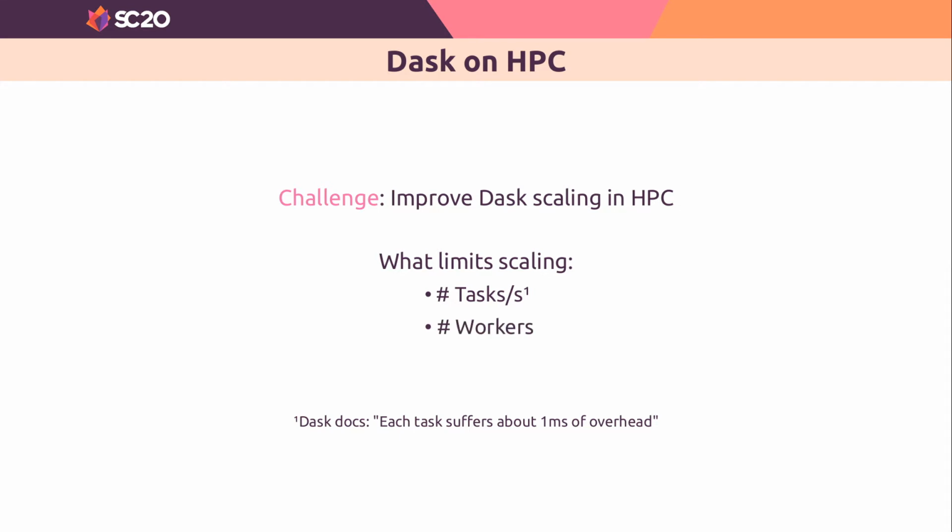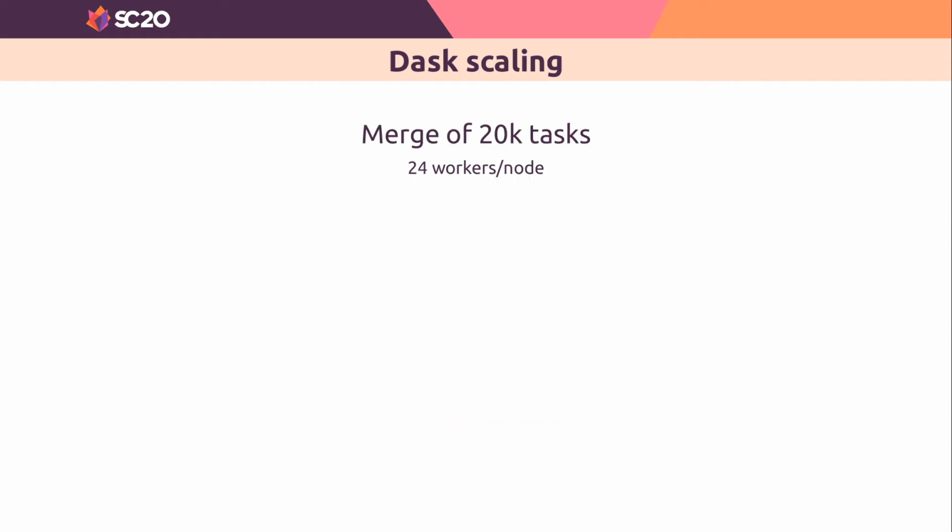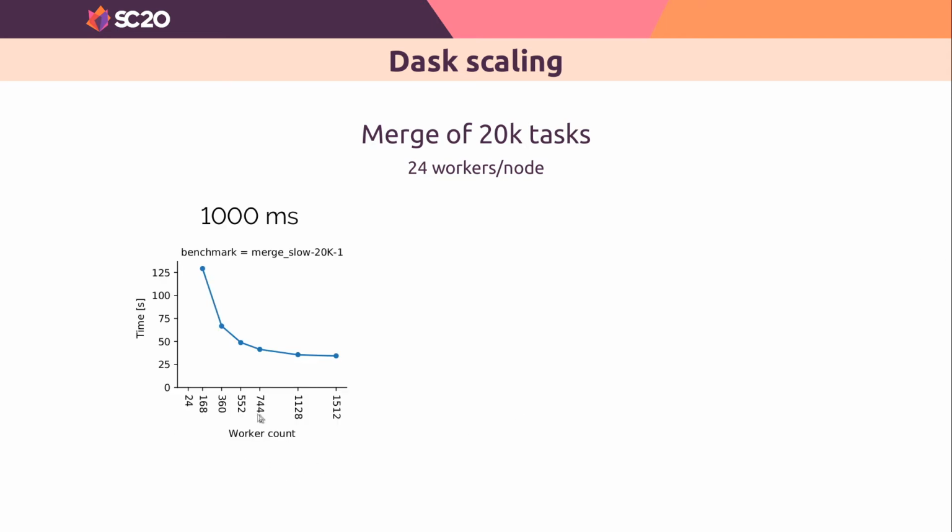The second limiting factor is the number of workers, because they put a lot of pressure on the work-stealing scheduler and also on the central server. To see the effect of these 2 factors in practice, we prepared a benchmark that runs the simple merge workflow that was shown earlier with 20,000 tasks. We have executed this benchmark on nodes with 24 cores, and we have used 1 worker per each core. We run the benchmark in 3 configurations, differing by the duration of each task. On the x-axis, we scale the number of workers, and on the y-axis you can see the time to execute the workflow.